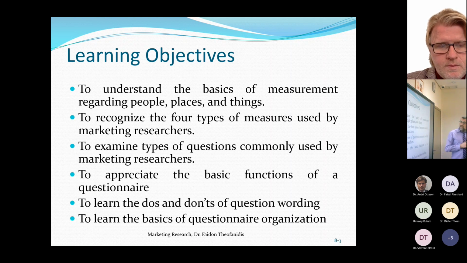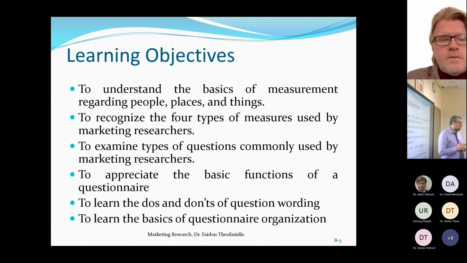Then we will discuss the 4 different types of measures used by researchers. We will discuss the 4 scales of measurement: nominal, ordinal, interval, and ratio. Then we will discuss the different types of questions that are highly used when we want to perform a quantitative study. Then we will proceed with appreciating the basic functions of the questionnaire. We will learn the do's and don'ts of question wording. And finally, we will discuss the structure of the questionnaire.